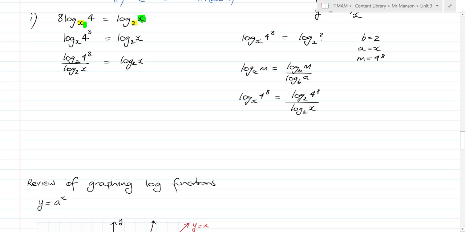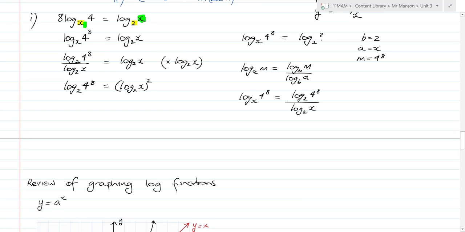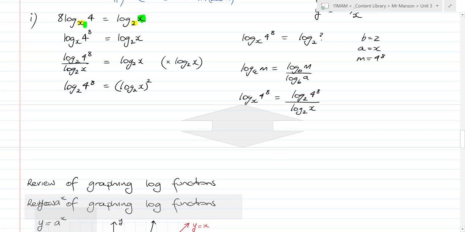Now multiply across, that doesn't look much like a 2. Multiply across on both sides, and I get log base 2 of 4 to the power of 8 is equal to log base 2 of x squared. Now I'm actually pretty happy here because what's happened is I've got the x now only in one place. So I'm going to charge forward with this question, and we'll talk about the results of it in just a moment.